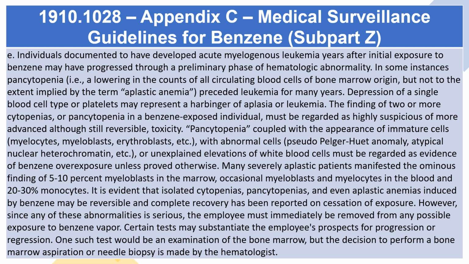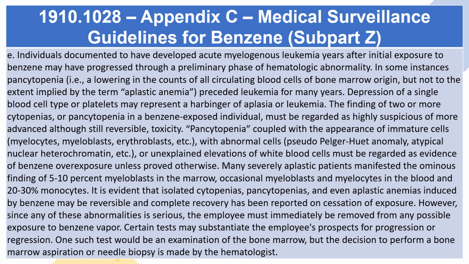Individuals documented to have developed acute myelogenous leukemia years after initial exposure to benzene may have progressed through a preliminary phase of hematologic abnormality. In some instances, pancytopenia, i.e., a lowering in the counts of all circulating blood cells of bone marrow origin, but not to the extent implied by the term aplastic anemia, preceded leukemia for many years. Depression of a single blood cell type or platelets may represent a harbinger of aplasia or leukemia.